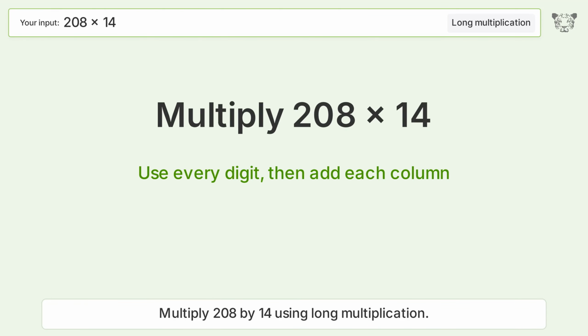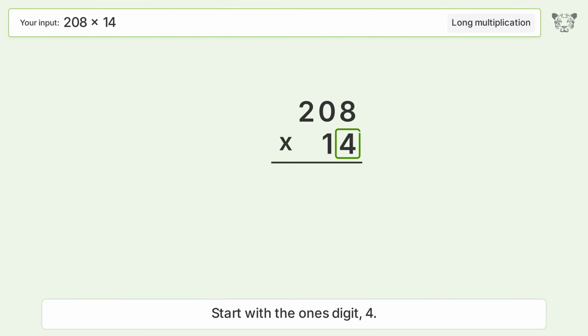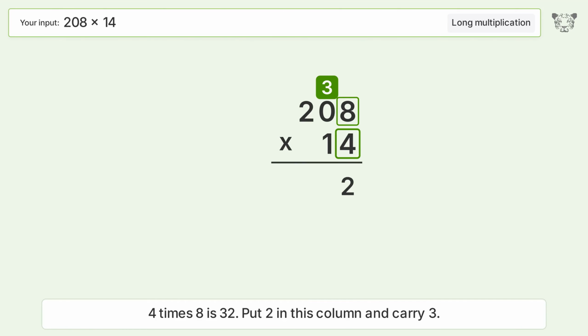Multiply 208 by 14 using long multiplication. Start with the ones digit, 4. 4 times 8 is 32. Put 2 in this column and carry 3.